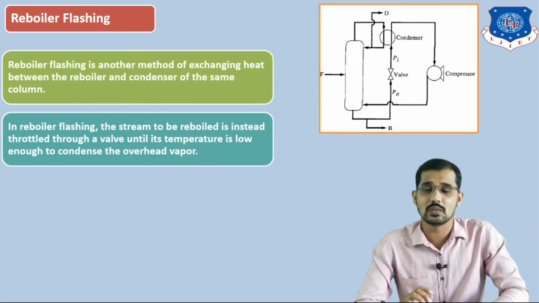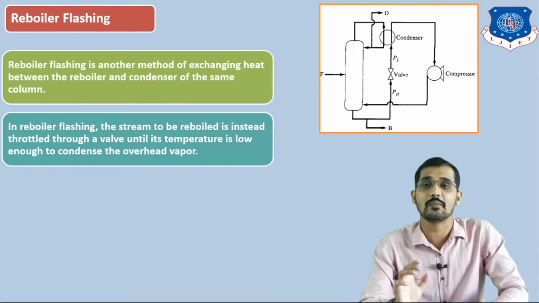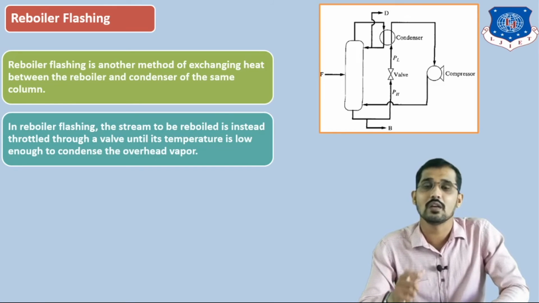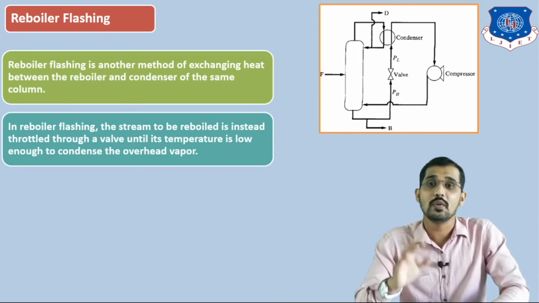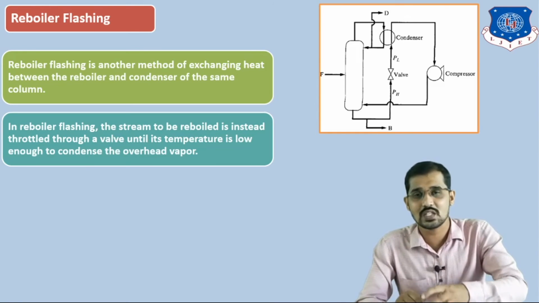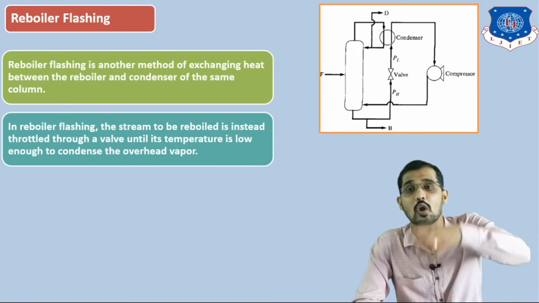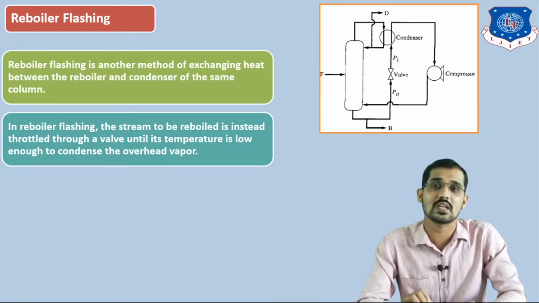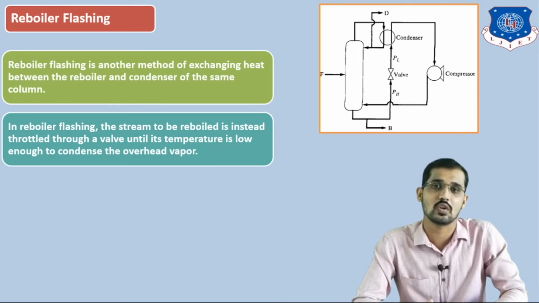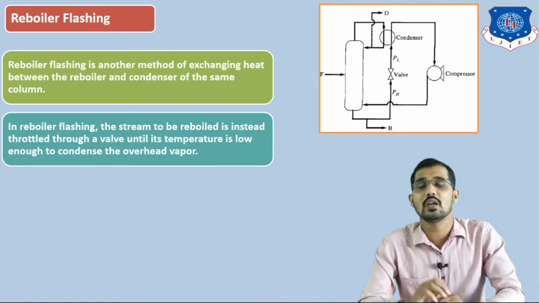Here we are using the vapors coming from the top section, after compressing, as the heating source, but after condensation. But in vapor compression we use them before condensation, means in vapor compression we do not have a condenser. That's why whatever vapors are coming from the top section, we use those vapors as the heating source after compression in the bottom section of the distillation column. So this is all about reboiler flashing.